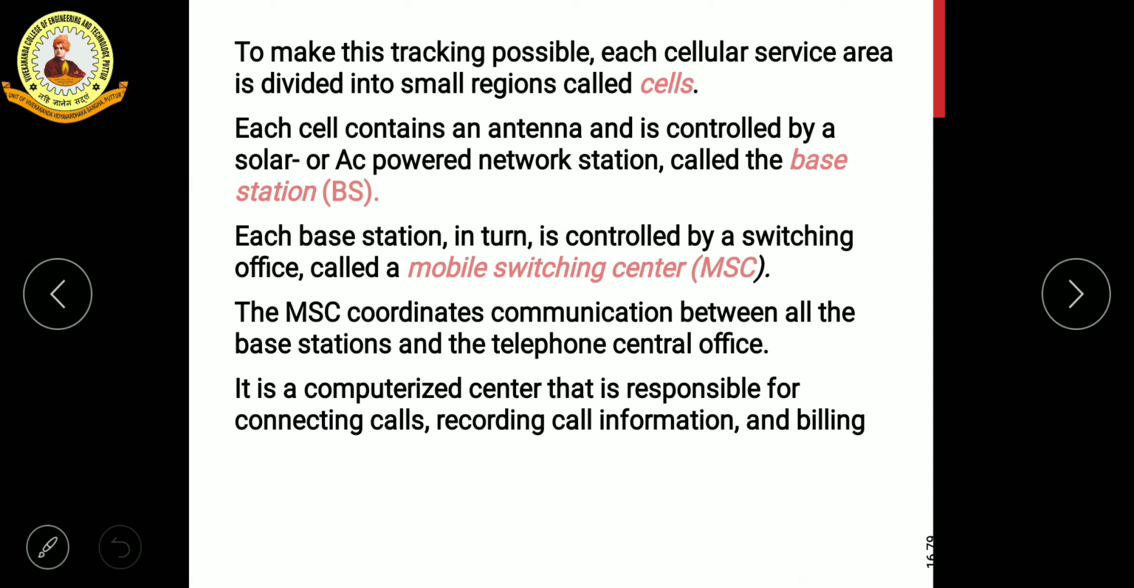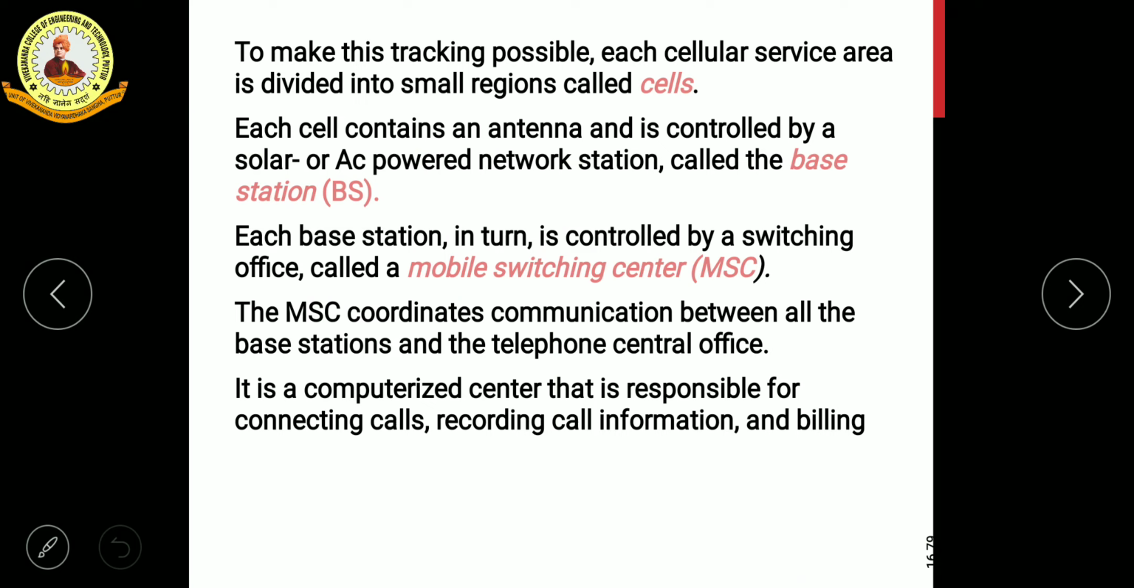Each base station in turn is controlled by a switching office called the mobile switching center. Now we know four things. First is the mobile station, your user mobile. Then the cell means the boundary or region, the cellular service area. It is a smaller region, called a cell. Each cell has an antenna called a base station, and each base station is controlled by a mobile switching center. The mobile switching center coordinates communication between all the base stations and the telephone central office.